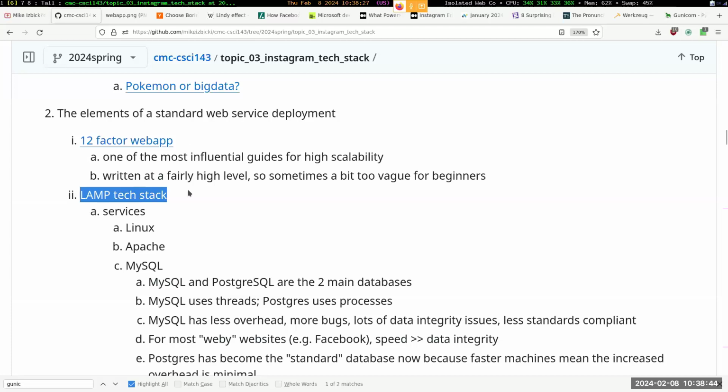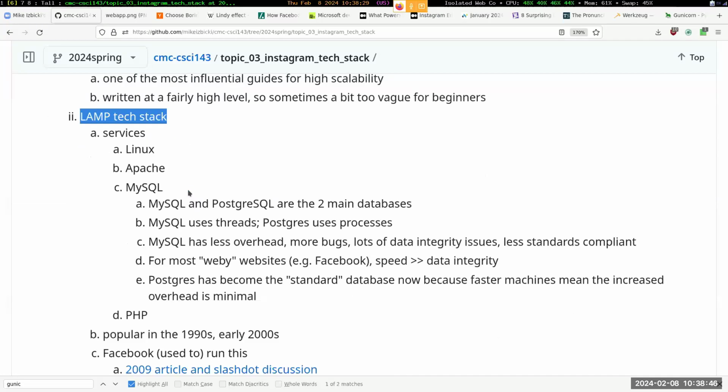What we're going to talk about today is a little bit of history of these tech stacks and what people are currently using. So the most famous tech stack in history is called this LAMP tech stack. And the services that people are using in this tech stack are Linux as the operating system. Apache is the name of a web server, so that's this A over here. And then MySQL is this database system that stores all the data.